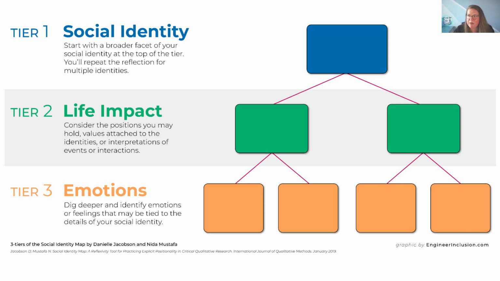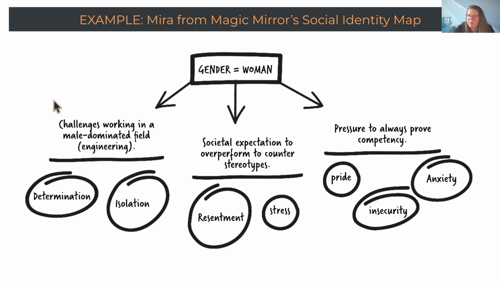So let's look at Mira's. Again, you can read more about this in the book. She talks through these. She identifies her gender as a woman. She is also an engineer in the book. And so she talks about how she faced the life impact, that's what this tier here is, some challenges working in a male-dominated field. And then the resulting emotions that she feels from that are determination, but also isolation.